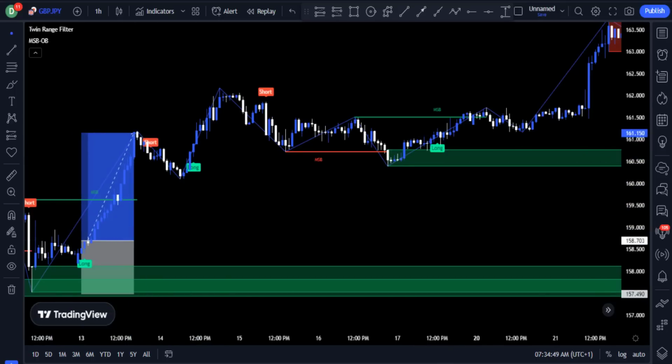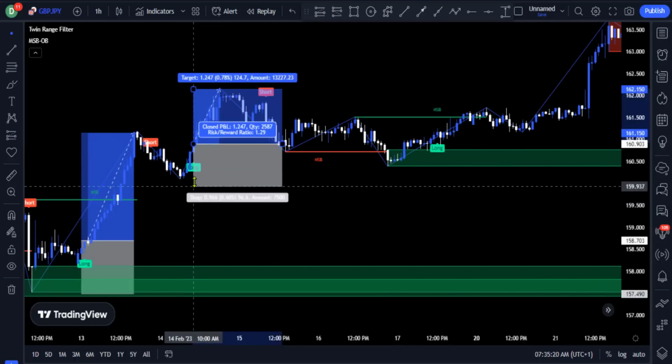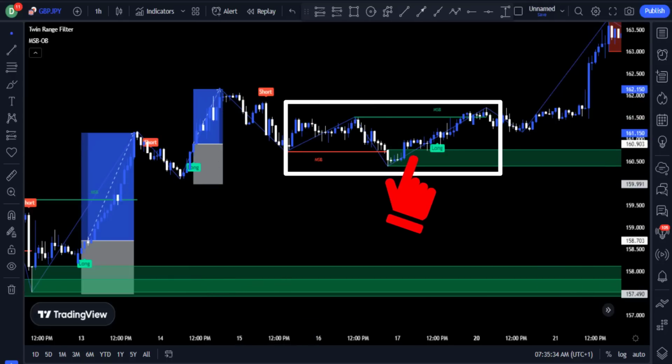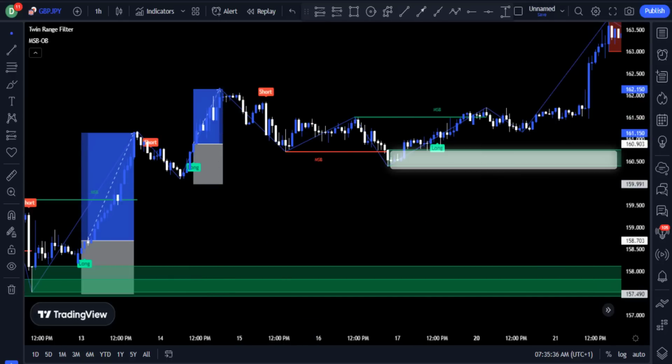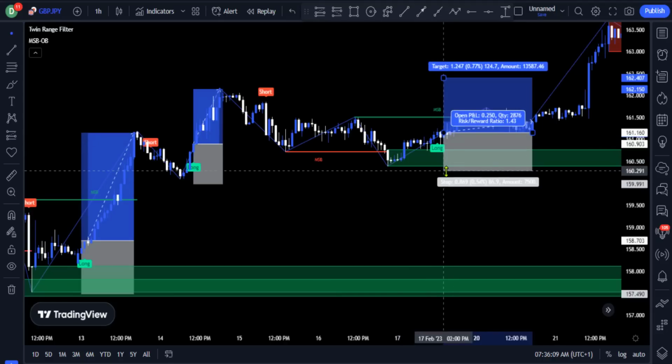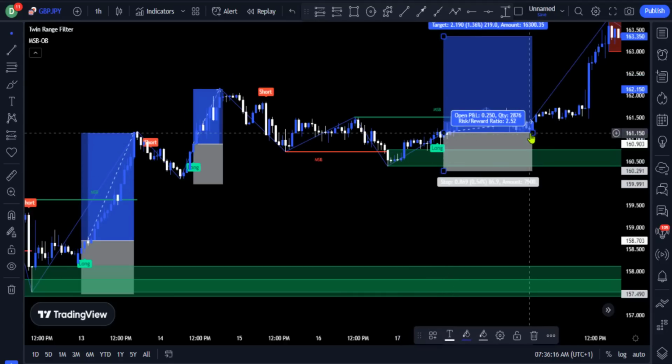Another confirmation is that when you get this break of structure, the price pulled back small and you got a long trade entry signal from the Twin Range. And you will take another long trade. And this is how to stack up your trade to make huge profit out of the market. The same thing happened here, a pullback, then an order block and a signal to enter long trade. And then you will take a long trade like this as well, stacking up many trades, and locking in profits altogether.